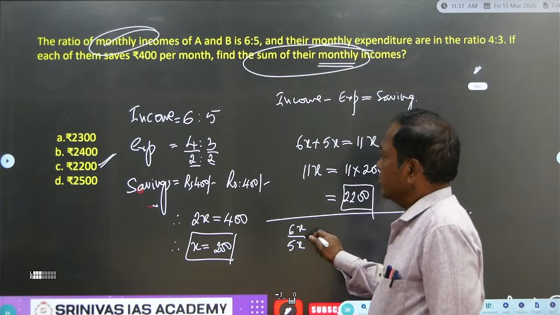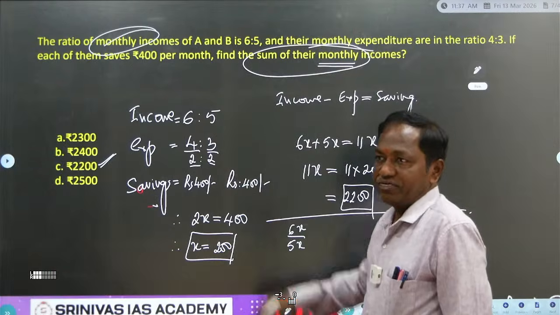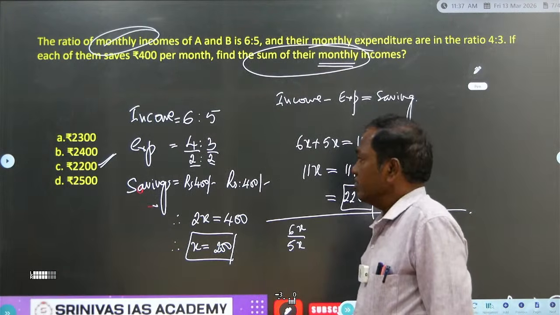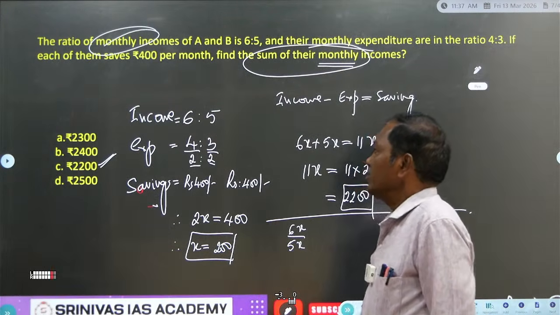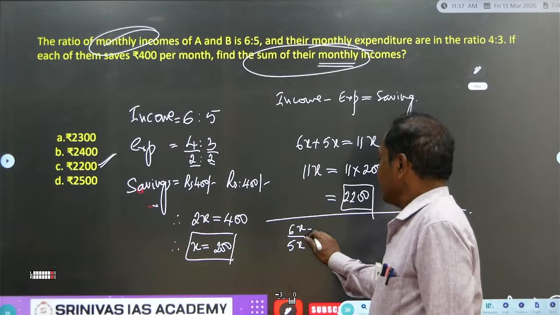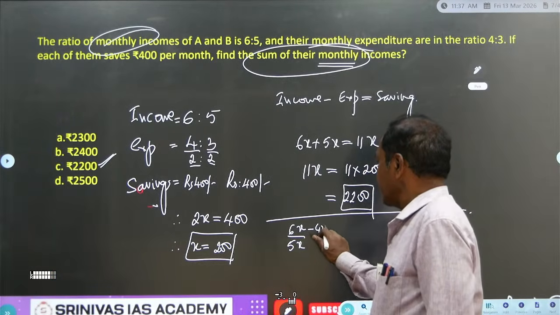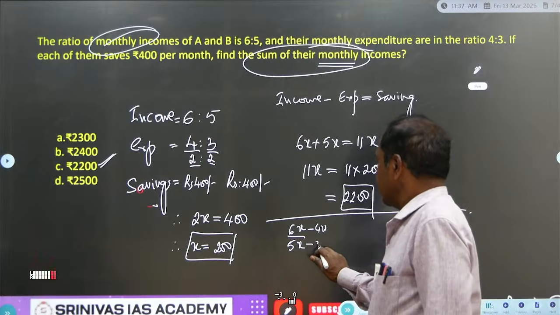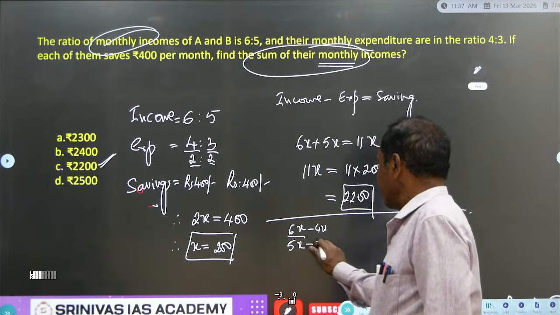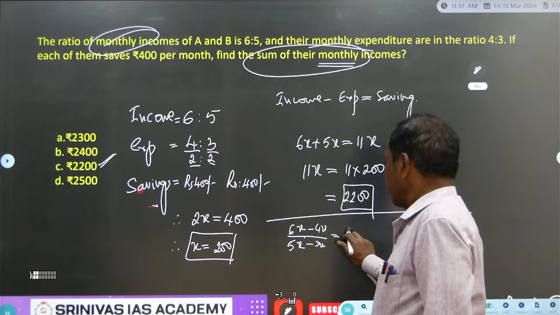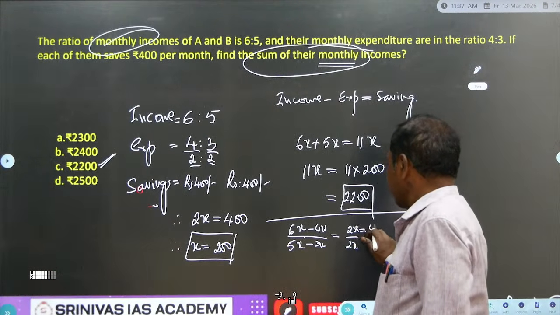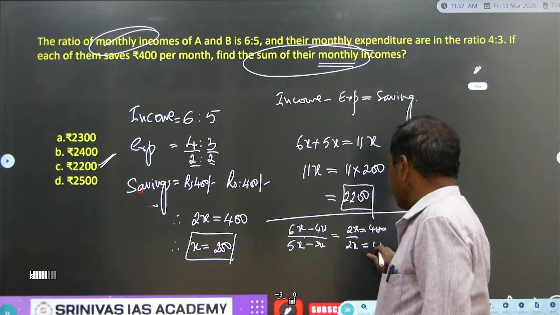Savings. See, you cannot take that. How do you take that? Expenditure minus 4x plus 3x becomes what? 400. 2x by 2x is equal to 400. That's why it's not possible to do that.